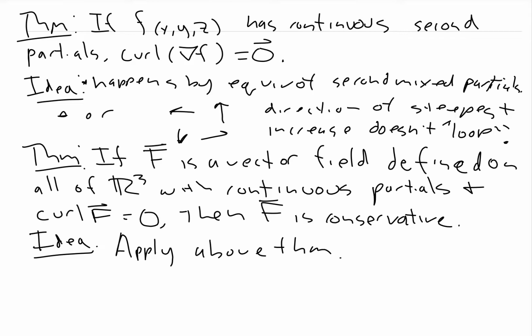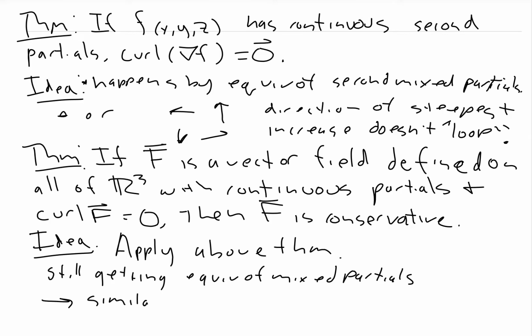If I'm going to work with some sort of conservative vector field, that means that I'm working with something that probably looked like a gradient in the first place. That's all that being conservative means, is that F is a gradient. If I'm then taking the curl of something that looks like a gradient, by that above theorem I should get 0, right? So kind of the idea is that we're still getting, or at least shooting for, my equivalence of my mixed partials.